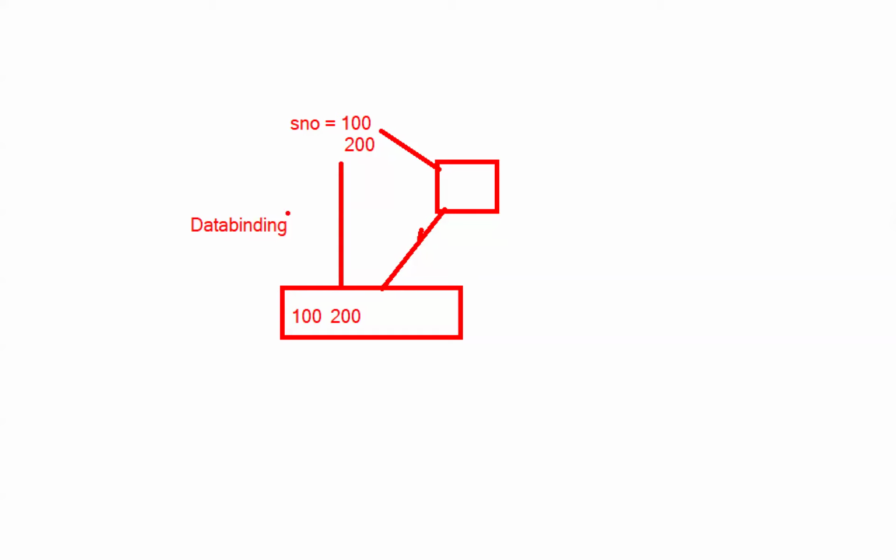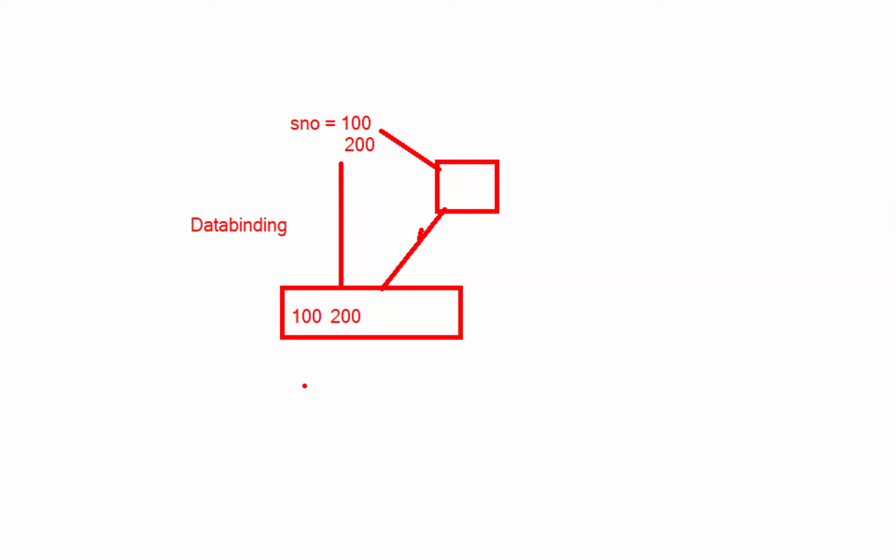In this data binding, we are directly binding a variable with an HTML control. So that is the concept of data binding. It means we are creating a link between the variable and the HTML control.